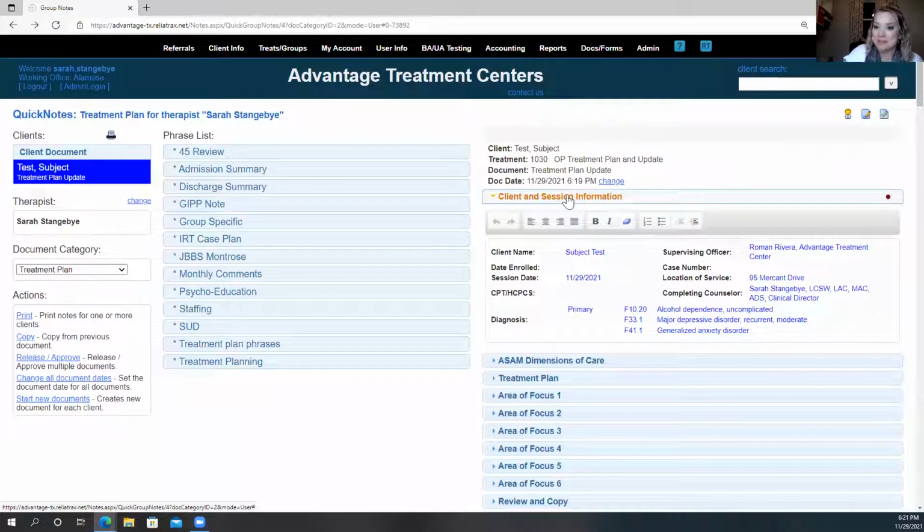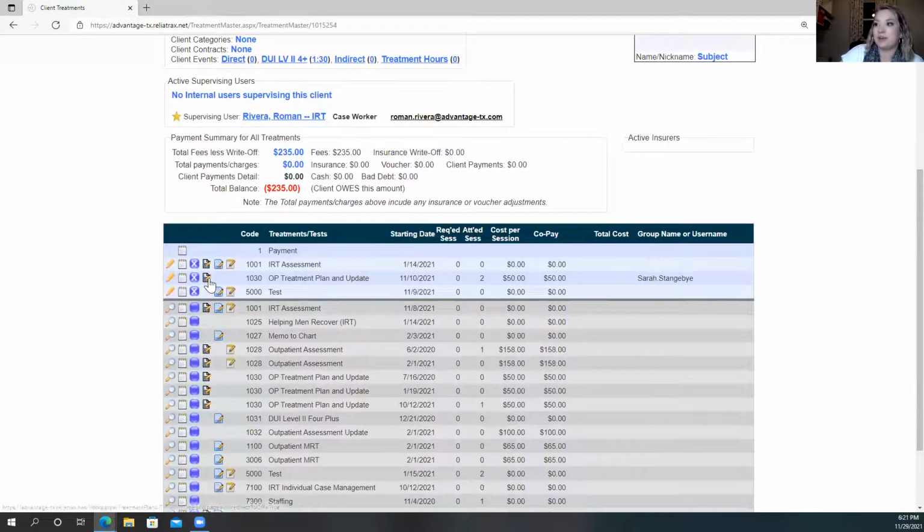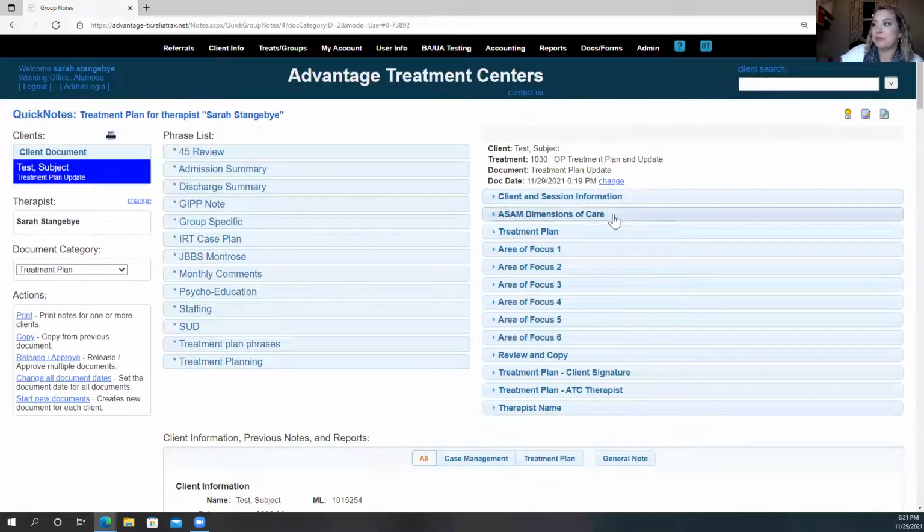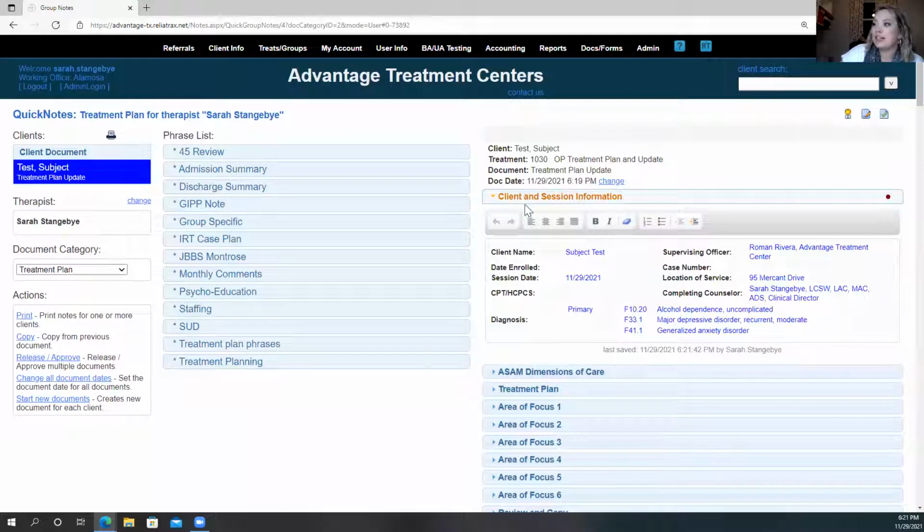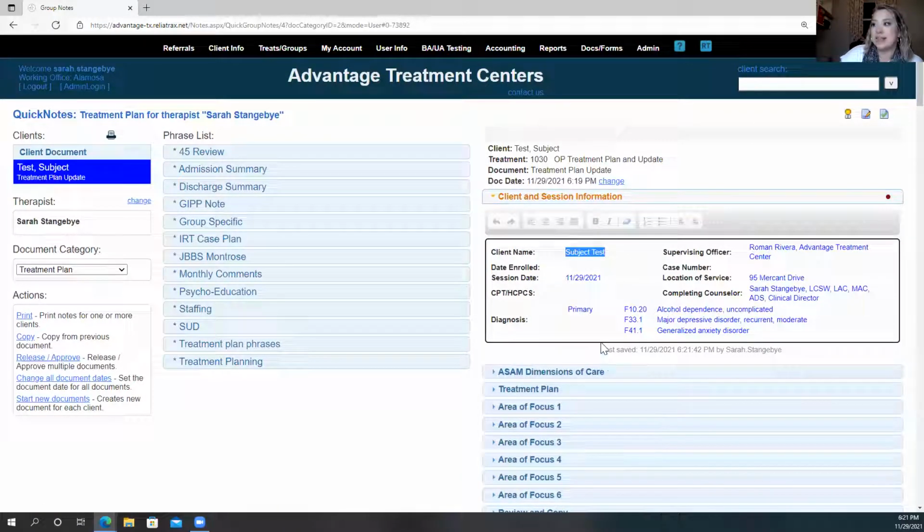Couple things I want to point out from the screen. Again, just to reiterate, all I have done is hovered over that brand new treatment plan document. Everything in the client session information should pre-populate. It's going to come up with the client's name, the session date, their diagnoses, and this is actually a requirement of the behavioral health rules of what's on a treatment plan.